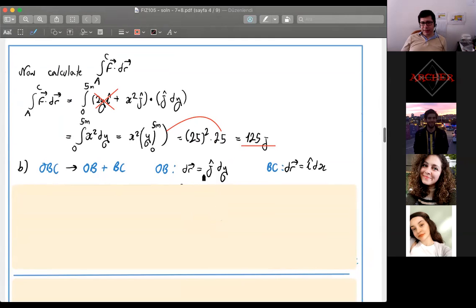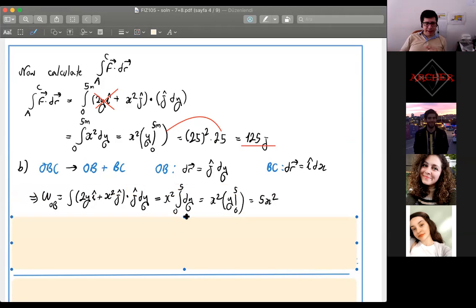dr is j dy because the O to B part is purely vertical. Okay. Again, the x coordinate will be 0 there. Should we have any x terms? Here, the other path is this horizontal part. So dr is i dx. Okay.